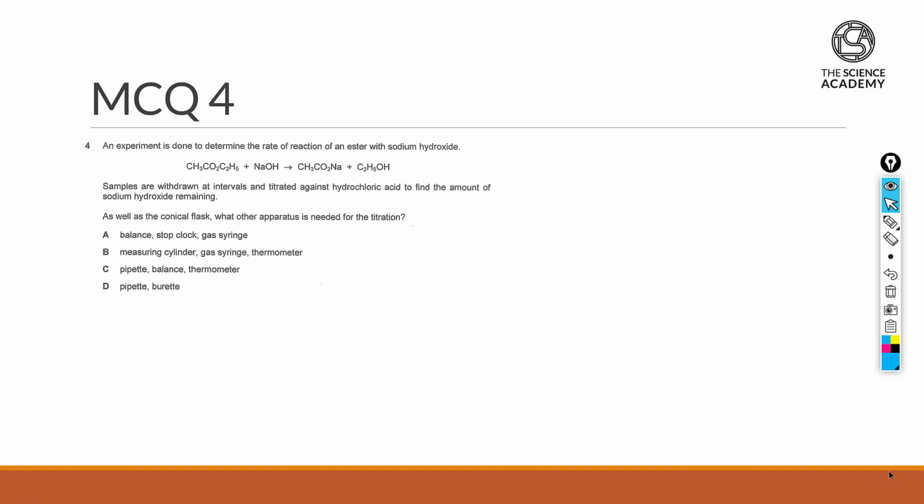In the fourth MCQ, an experiment is done to determine the rate of reaction of an ester with sodium hydroxide. Now the samples are taken out at intervals and titrated against hydrochloric acid in an attempt to find out the amount of sodium hydroxide that's left behind. Now at any one point in the reaction, assuming that the reaction is yet to be completed, what should have been found inside the flask will include the leftover sodium hydroxide that has yet to be fully used.